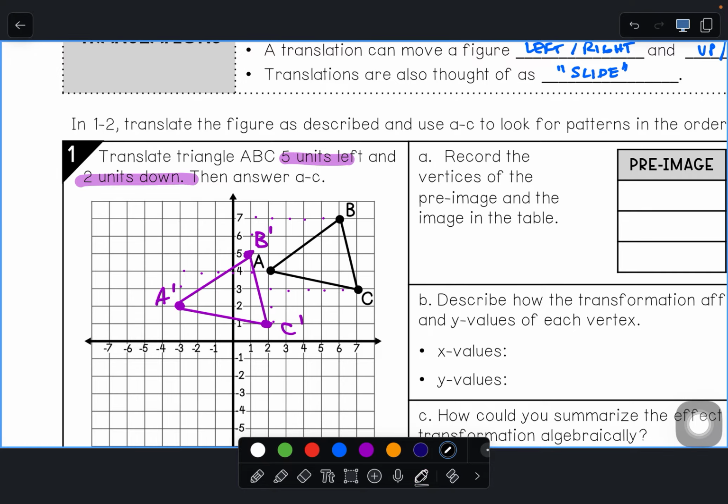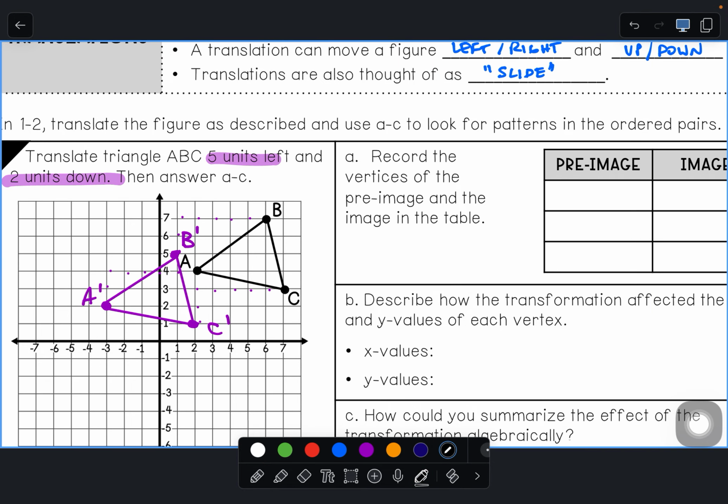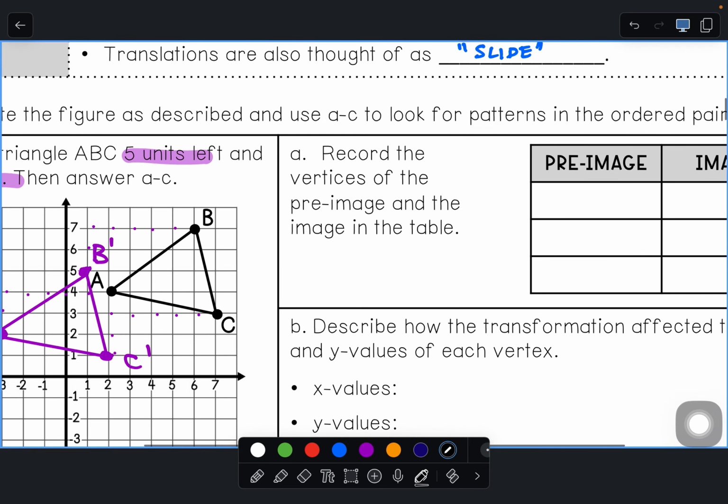Let's go ahead and do these other parts here. In part A, record the vertices of the pre-image and the image in the table. I'm going to label these A, B, C. This is our pre-image. So 2, 4 was point A, it looks like 6, 7 was point B, and 7, 3 was point C.